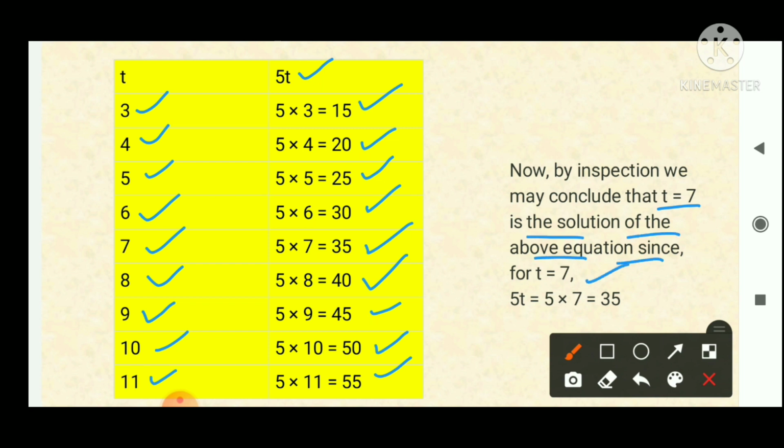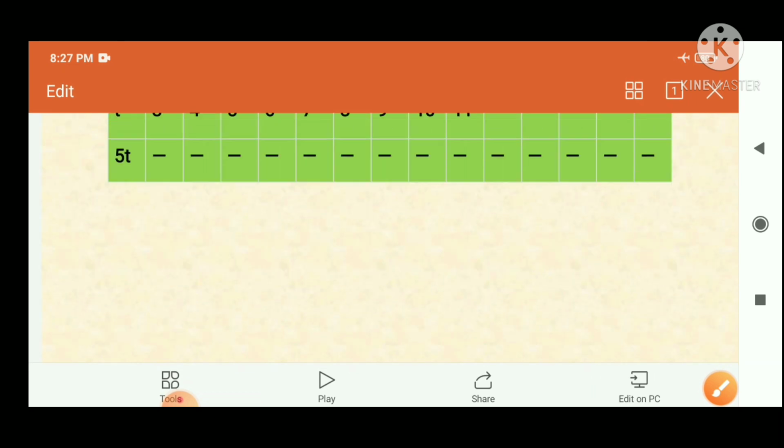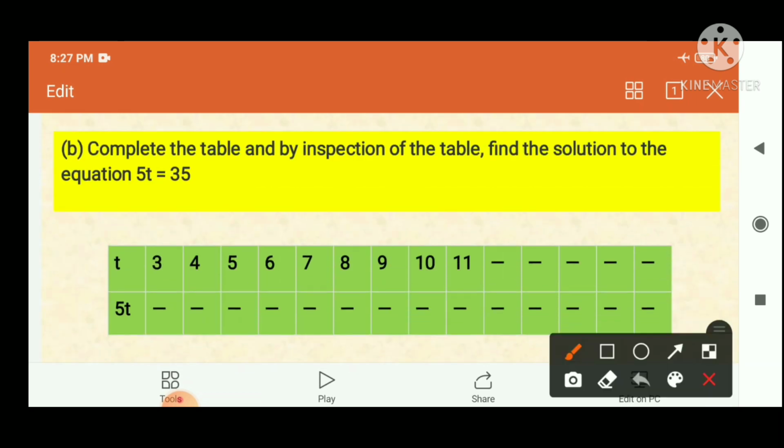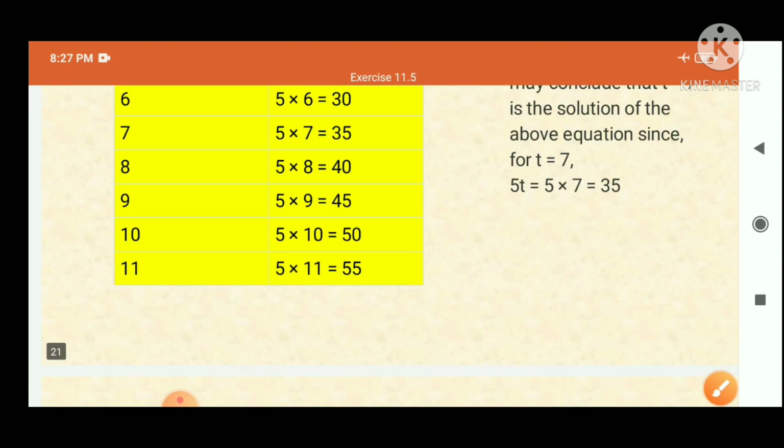Since for t is equal to 7, we can write 5t is equal to 5 multiplied by 7, 5 7s are 35. Because here the equation is 5t is equal to 35, and 5 multiplied by 7 we get 35. So t is equal to 7 is the solution of the equation. Now we will see the next example.